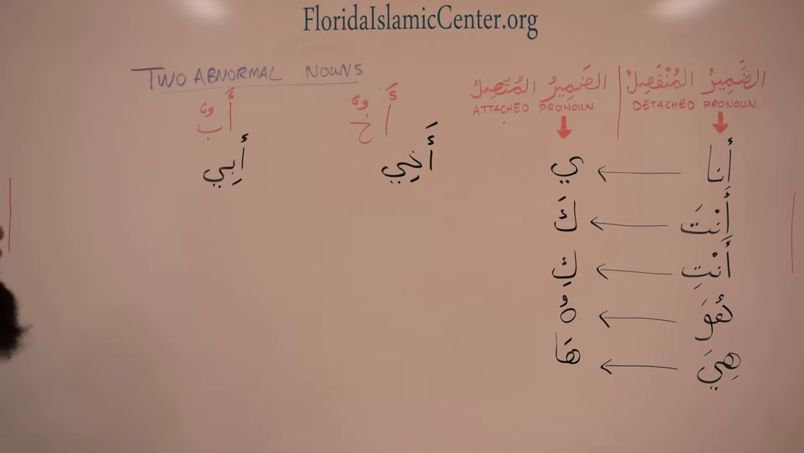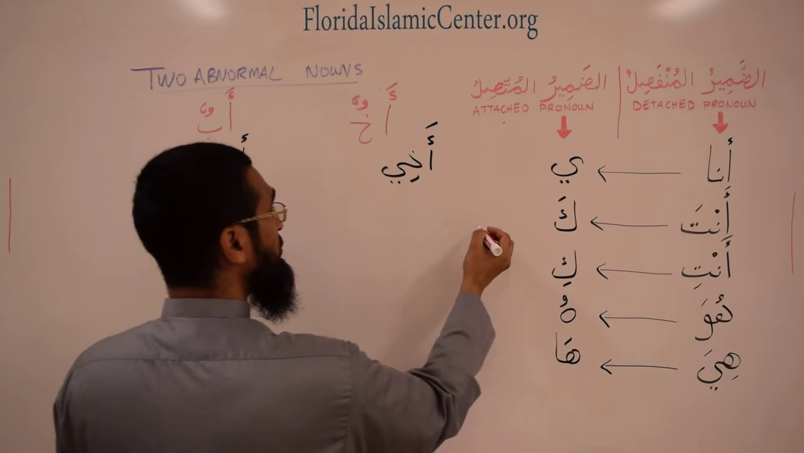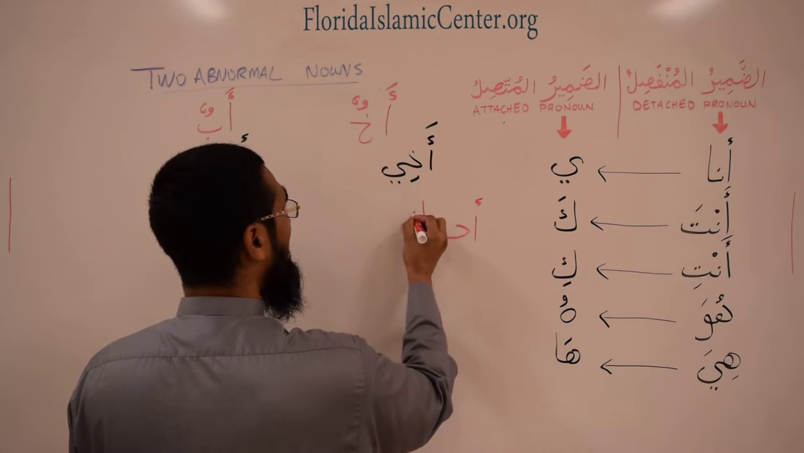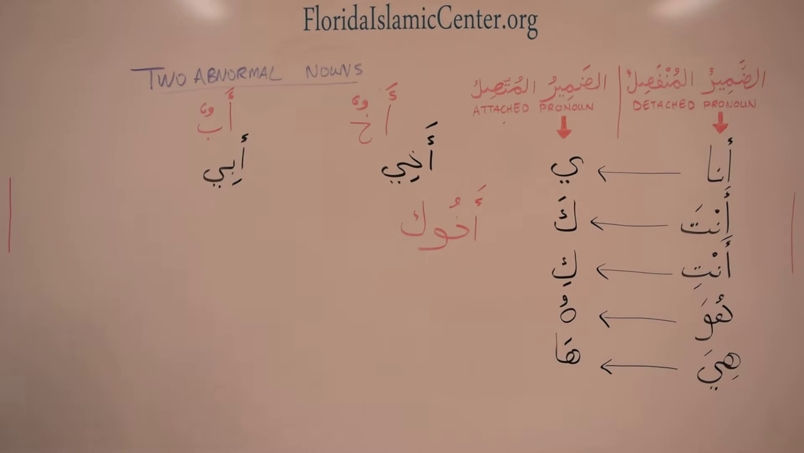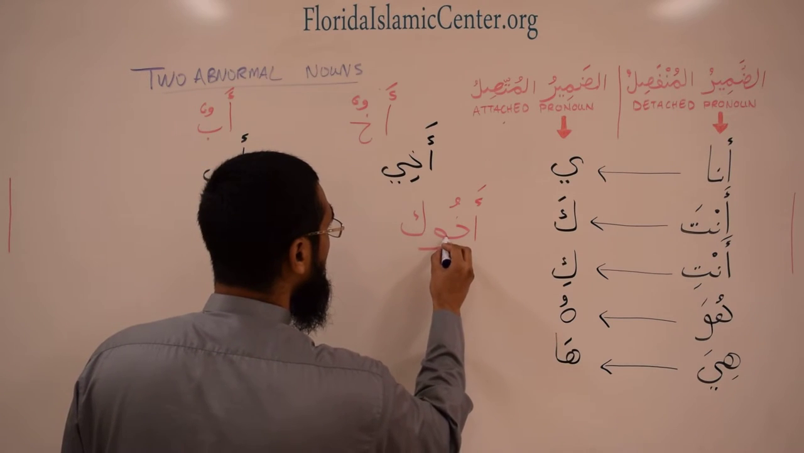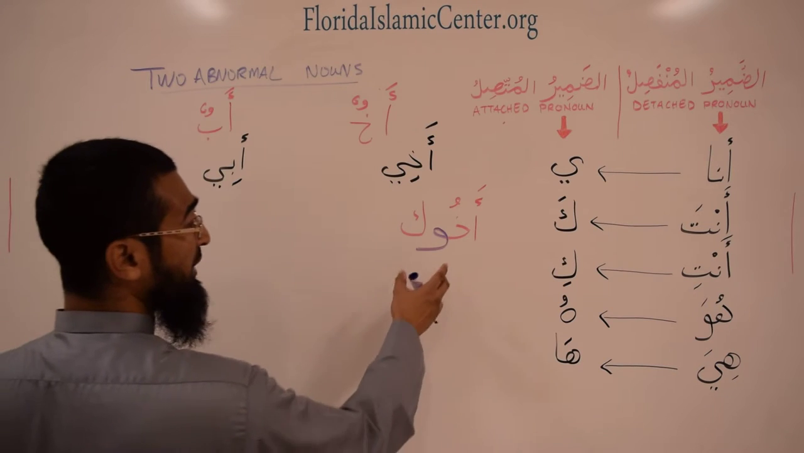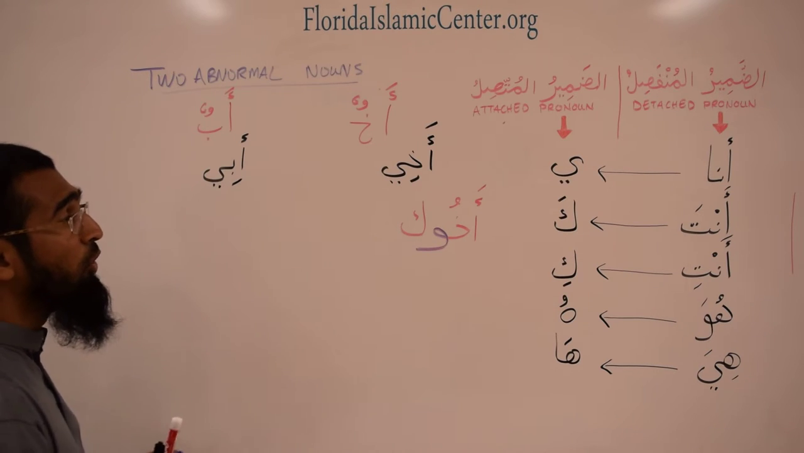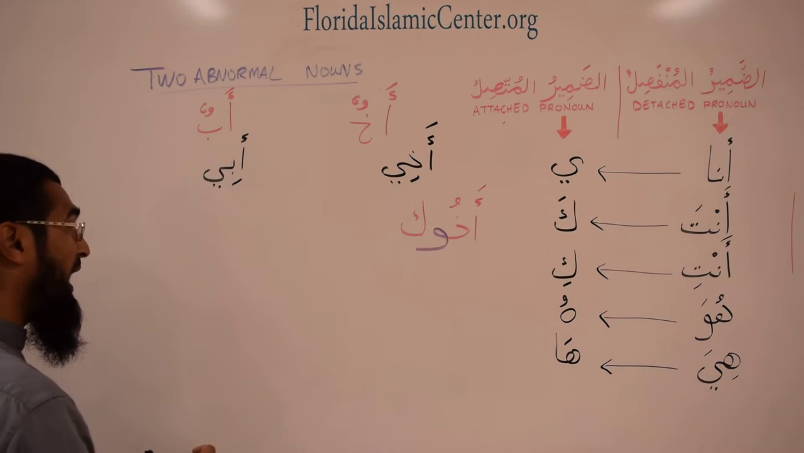Now, the abnormal part comes here. When you take akh and you want to add the kaf to it, you have to add a waw. So you're going to say akhuka. Where's the abnormal letter? Which one just popped in? This waw. Where did it come from? It just appeared. That's what's abnormal about it. According to the rules we learned in the previous videos, it would have been just akhka. But no, akhuka. You add an additional waw.